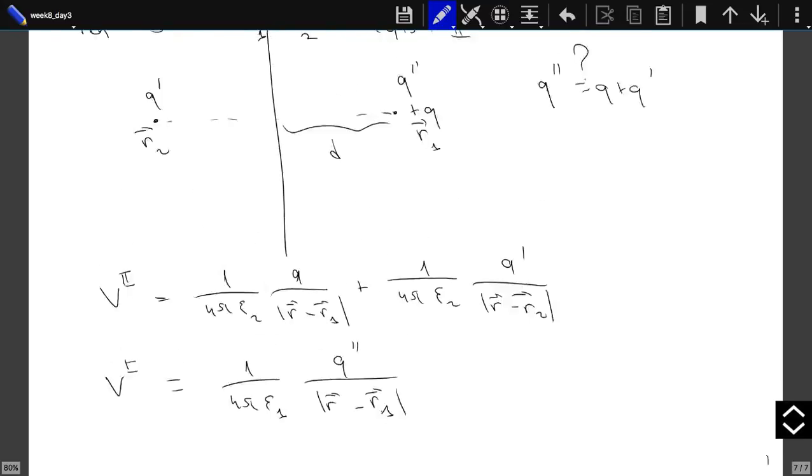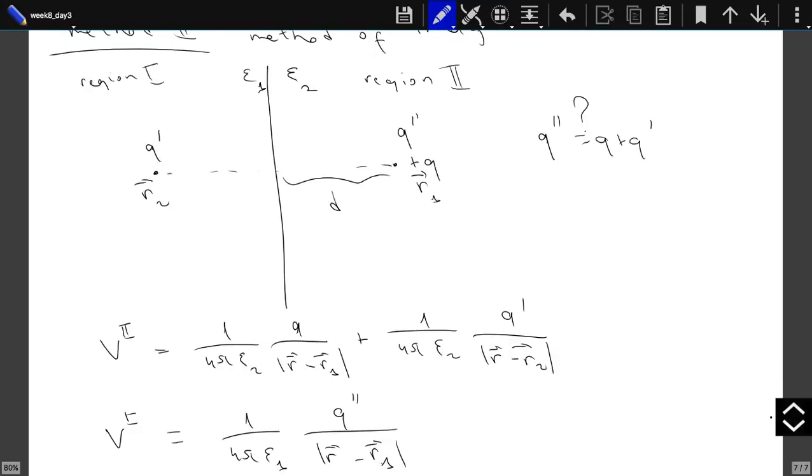Yes? You see, this V1 is the potential over here. I'm in the region with dielectric constant epsilon 1. Of course, as I said before, it might turn out that Q double prime is epsilon 1 over epsilon 2 times some other number. Then here, epsilon 1s will cancel. I will end up having epsilon 2. It doesn't really matter.